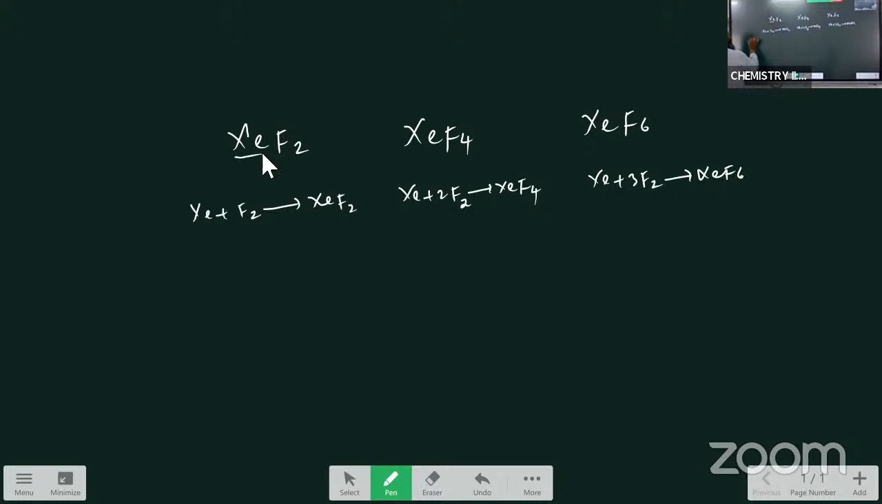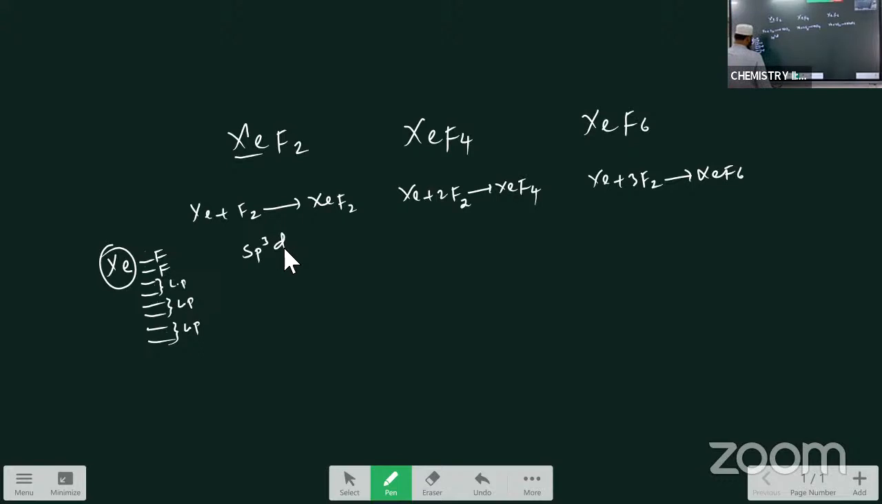XeF2, what is the structure of this XeF2? For that you have to draw how many lines? Prepare your paper, you have to draw 8 lines, because it belongs to the 8th group. In this, we are adding 2 fluorine atoms. The remaining 3 are lone pairs: 1 lone pair, 2 lone pairs and 3 lone pairs are there. That means on the xenon 5 electron pairs are there. That means it undergoes which hybridization? sp3d hybridization. In XeF2, Xe undergoes sp3d hybridization.